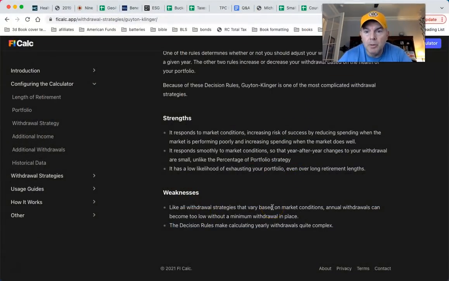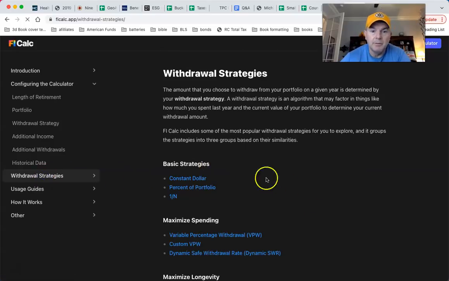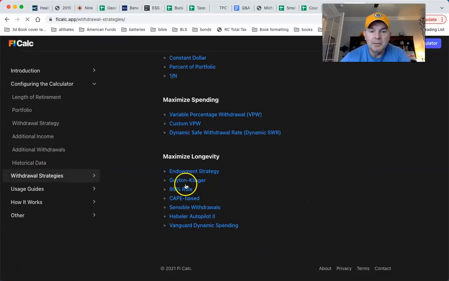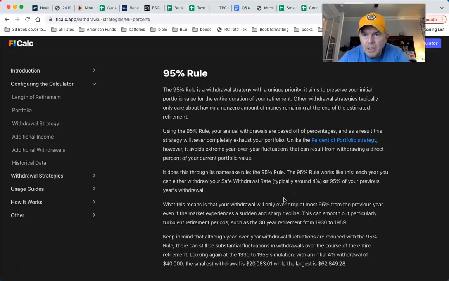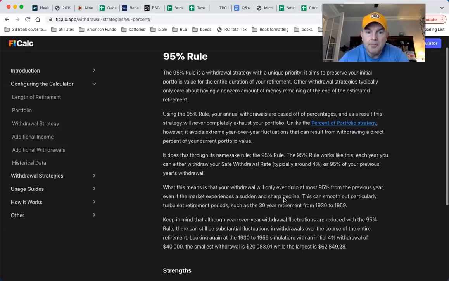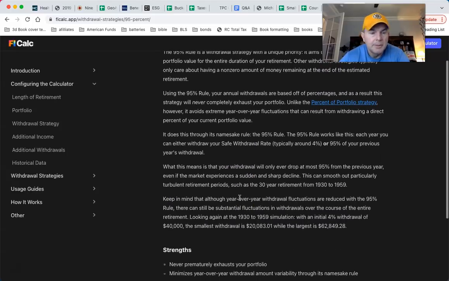Also, the guardrails mean annual withdrawals can become too low. I completely agree with that. Still, it's cool, man. I love the idea of using this. We got the Vanguard dynamic spending, similar to what we just talked about. I don't know what the 95% rule is. It aims to preserve your initial portfolio over the duration of your retirement. Other withdrawals only care about having a non-zero amount of money at the end of the estimated time. Each year you can withdraw your safe withdrawal rate or 95% of last year's withdrawal. Oh, man, it just makes my head churn to think how complex it is.